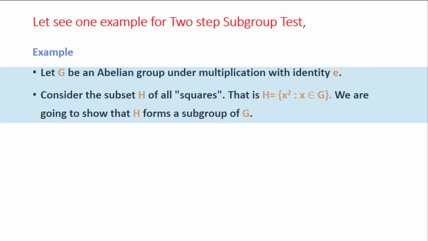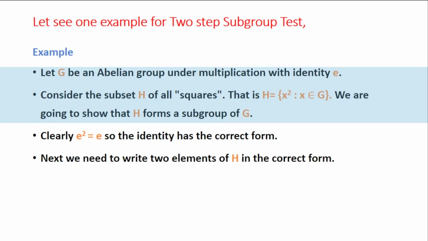Let's see one example for the two-step subgroup test. Let G be an abelian group under multiplication with identity e. Consider the subset H of all squares, that is H equals x squared, where x is an element of G. We are going to show that H forms a subgroup of G. Clearly, e squared is equal to e. So, the identity has the correct form.